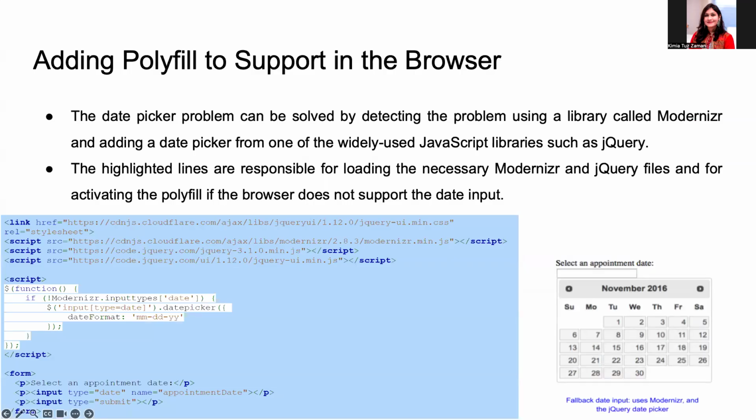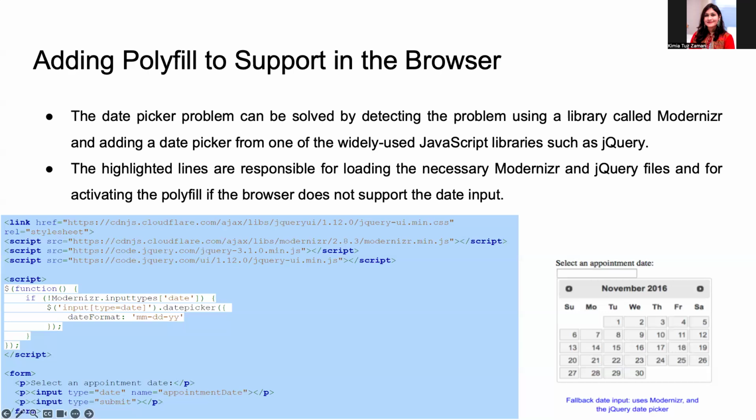Earlier, we saw that when a browser doesn't support the date input element, it simply falls back to a plain text box. That's where a polyfill comes into play. A polyfill is a piece of JavaScript code that makes new HTML features work even in browsers that don't natively support them. In this example, we are using Modernizr to first detect whether the browser supports the date input type. If it doesn't, the script then loads a jQuery date picker as a substitute.